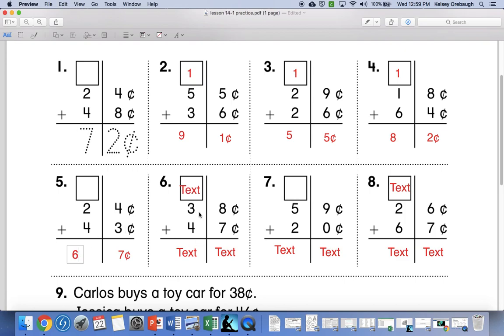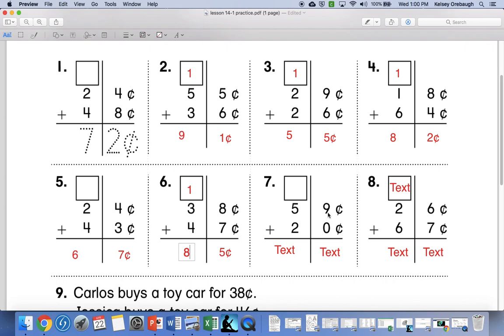Number 6, 38 cents plus 47 cents. Start in the ones place. 8 plus 7 is 15. In the ones place, we will keep the 5 and our cent symbol and regroup that 10 to the regrouping box. 4 plus 3 plus 1 is 8. 85 cents. Number 7, 59 cents plus 20 cents.